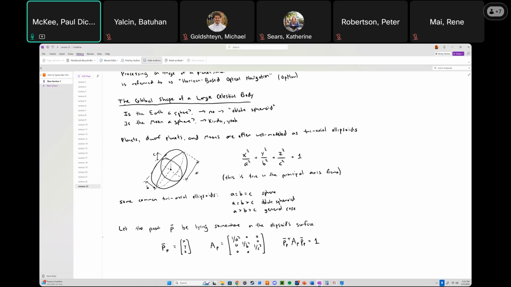What's cool about this is that this is true in other frames as well. So you could describe P, the vector, in a different frame, and as long as you also take pains to describe A in that different frame, this equation still holds. So later we'll talk about how to take this matrix and put it in other frames. But for now, before we move on, we're going to give it a name. A_P is the planet shape matrix.